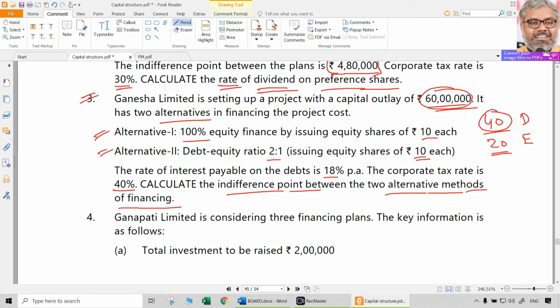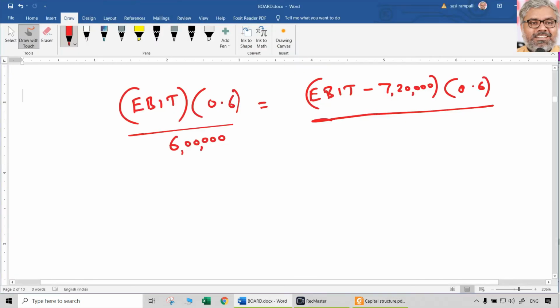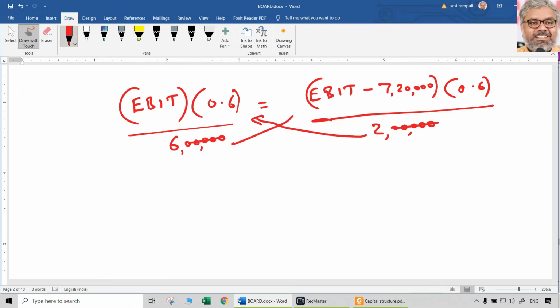Divided by number of equity shares here in alternate 2 will be only 20 lakhs divided by 10. That is 2 lakhs. See, we can just forget about these zeros. Those 2 can be just nullified. This 2 can go this side, 6 can come this side. So 2 multiplied with 0.6, 1.2 EBIT. In exam, you can elaborate these steps a little bit, if it is a 5 marks question.